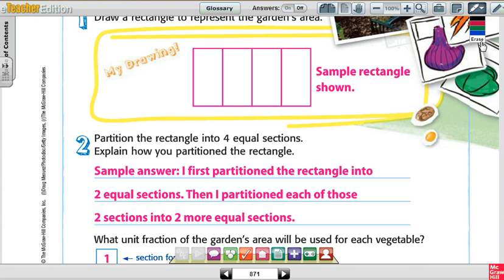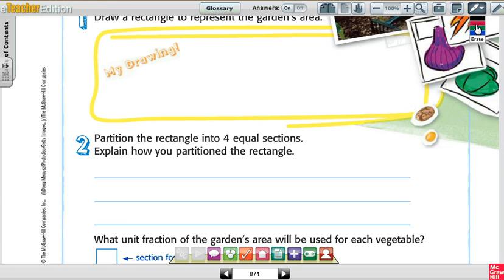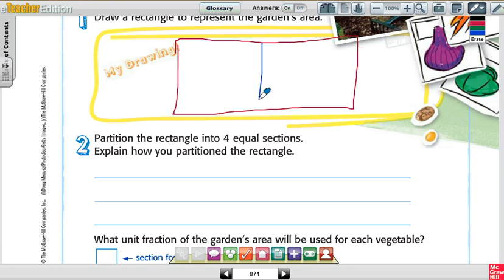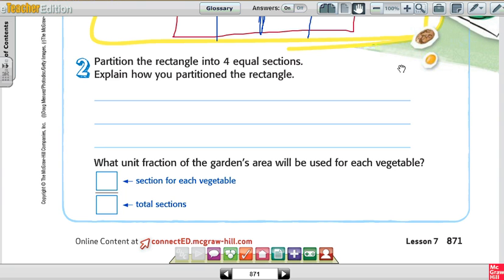So what that means is this person did a rectangle. First, they divided it into 2 sections. They divided it in half. Then they divided this section in half, and then this section in half. That's how they got the 4 equal parts. So we did explain.